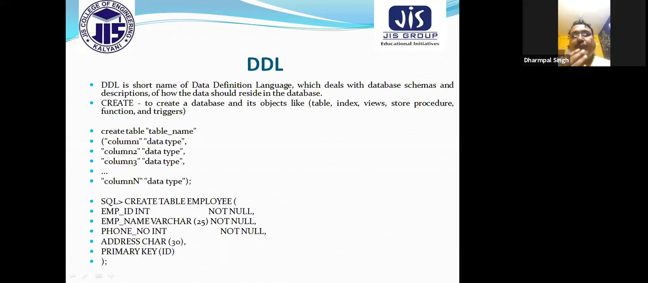Here you can see CREATE TABLE, and then you have to mention the name of the table. The same thing you can do for all the different objects. In a table, we know that we have to write column 1 with its data type, column 2 with its data type, column 3 with its data type, and in this way we go to the end. Here I can give the example of the employee table. You can see here.